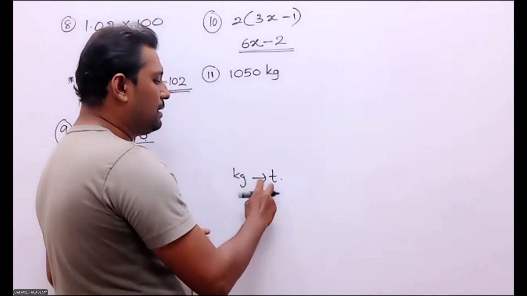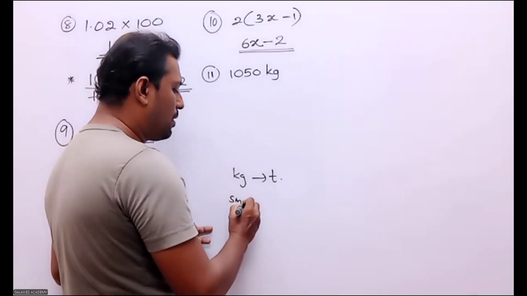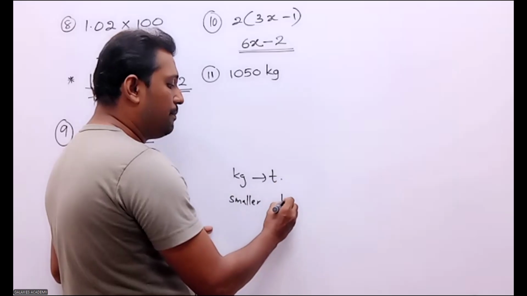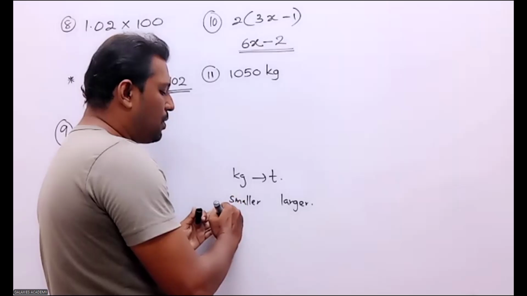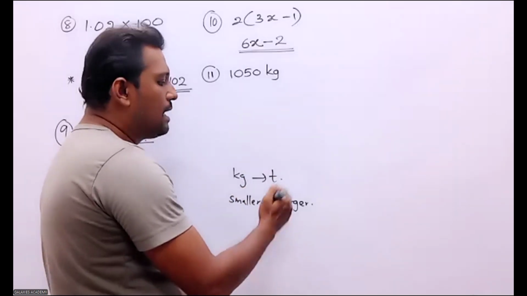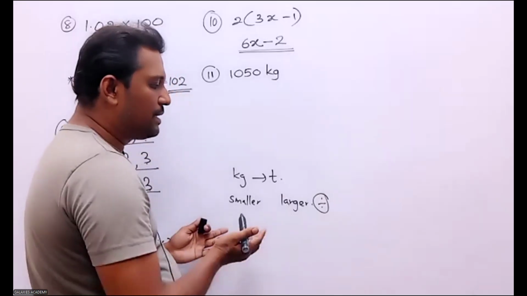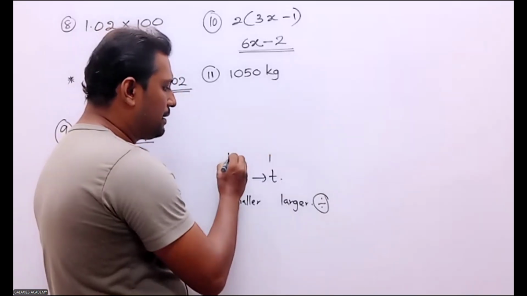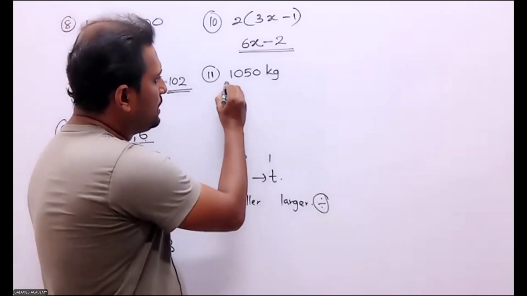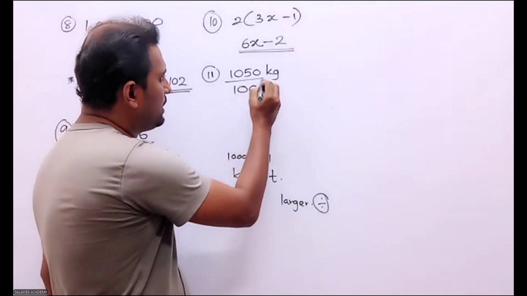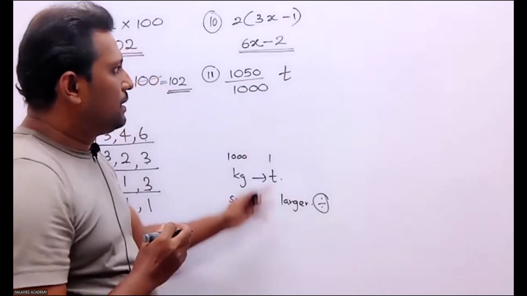When you compare these two units, kilogram is the smaller unit, metric ton is the larger unit, so you have to convert a smaller unit into a larger unit. That means you have to divide by the relationship. What's the relationship? 1 metric ton equals 1000 kilograms, so you have to divide by 1000. This value you have to divide by 1000, then you can convert into metric tons, right?